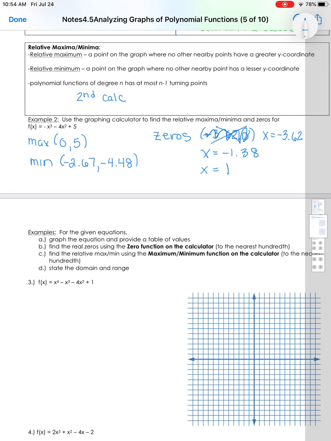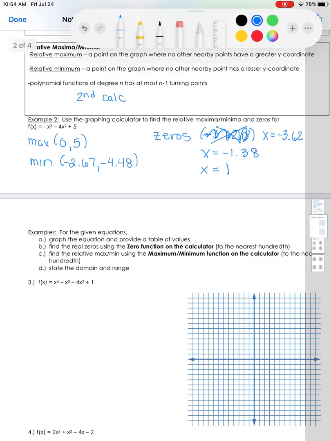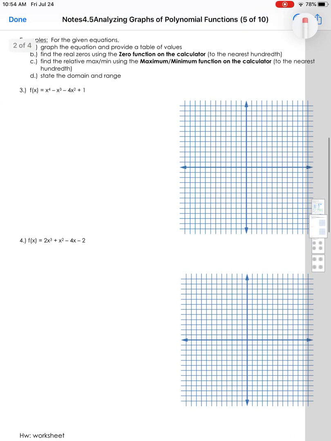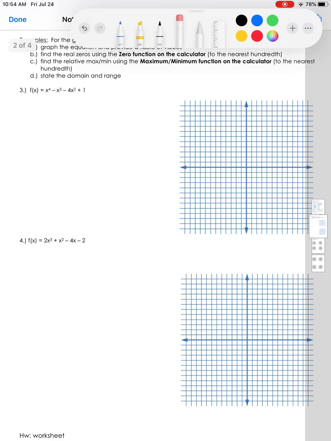Now I've got one more. So I go second, calculate, number 2. Move my cursor to the right. I need to be left of that last point. I need to be right of that last point. And that final value actually comes out to being a beautiful number, which is number 1. So there were 3 zeros for this one.